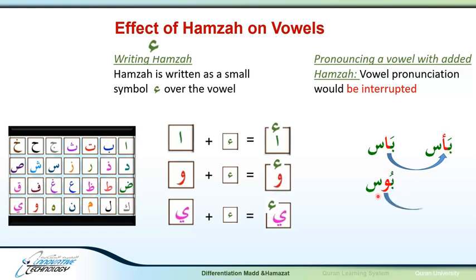This example is for boos. When adding a Hamza on this vowel, it becomes boos. Boos, boos. And this is an example with a ya. Bees, the e becomes shortened, bis, when we add a Hamza on it.